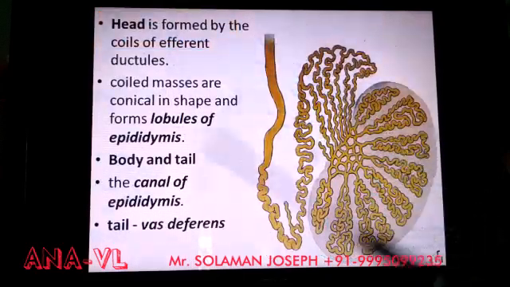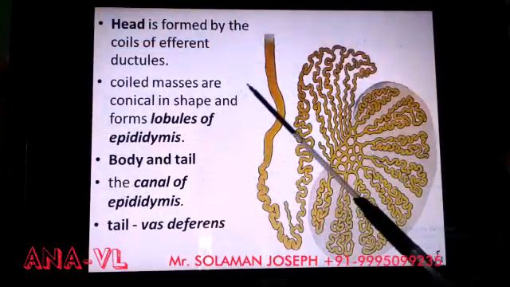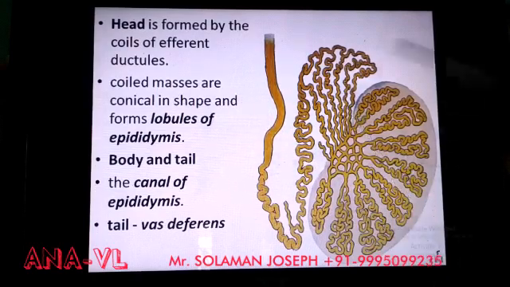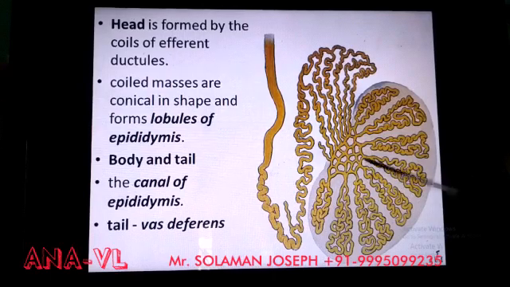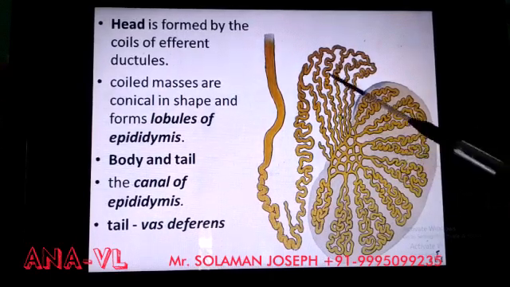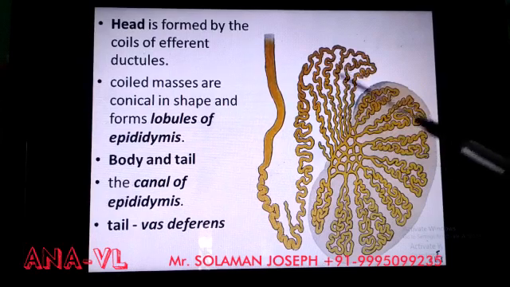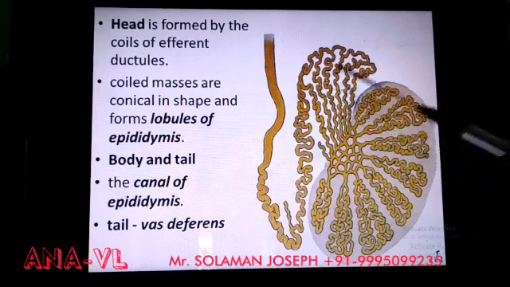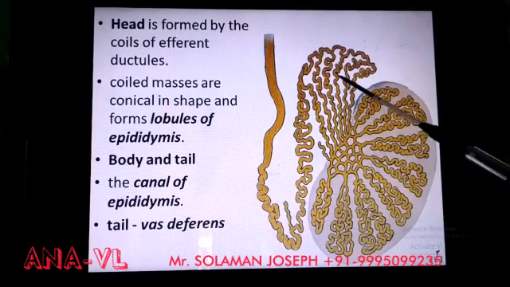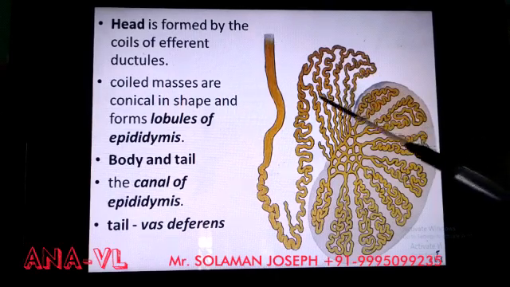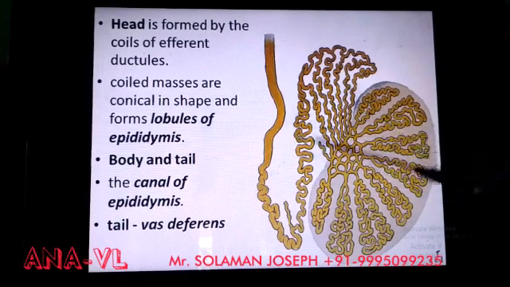First we discuss the head. It is formed by numerous coils of efferent ductules, which arise from the testis. So that portion is called the efferent ductules. They are numerous in number and are arranged to form the head of the epididymis. The coiled masses are conical in shape, and they form the lobules of the epididymis. This portion is called the lobules of the epididymis. Then the body and tail.